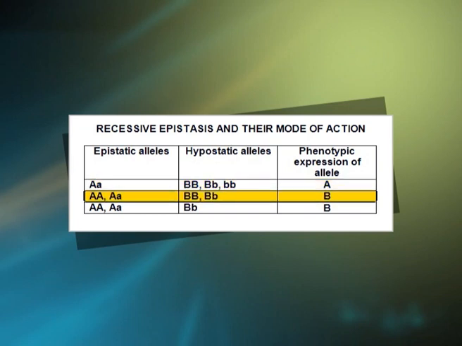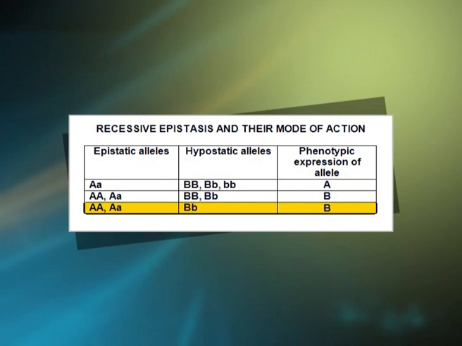And in the second row, the epistatic alleles is capital A small a. The hypostatic alleles could be capital B small b. The phenotypic expression of the allele is capital B.